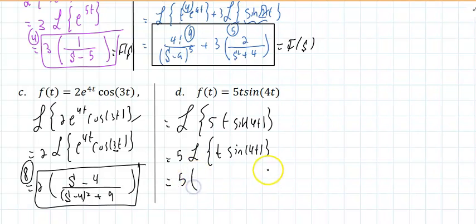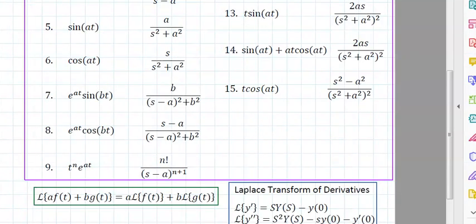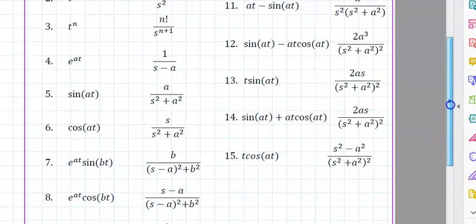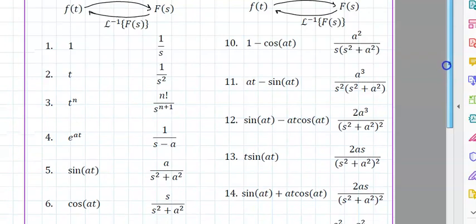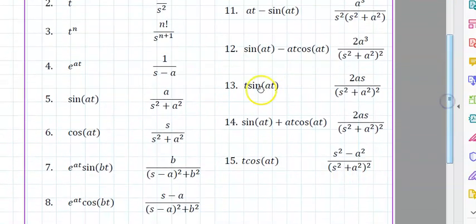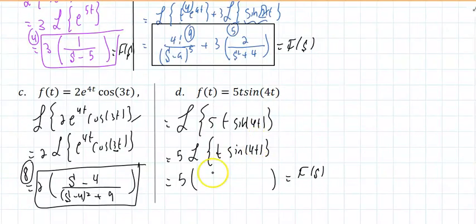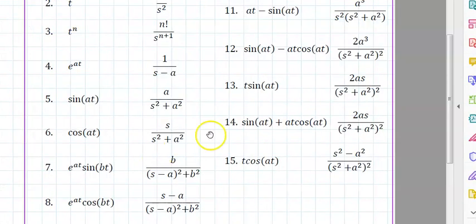And that is 5 times, and that's my f of s. And what is that? T times a sine. T times a sine, I don't see any right there. T times a sine, right there, number 13. 2as, where a is the argument, the angle. What's taking the place of a? 4. So it's 2 times 4s, where 4 is taking the place of a.